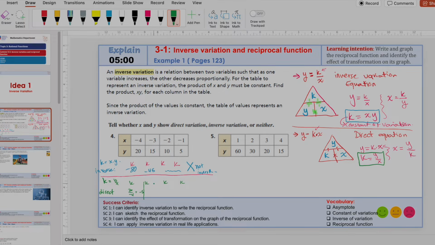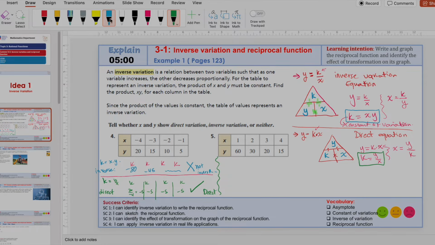Next, I divide 15 by negative 3. The answer is negative 5. Next, 10 divided by negative 2 is negative 5. And last, 5 divided by negative 1 is negative 5. Since I got the same k throughout all the different terms, it is a direct relationship. That's it. It's a very easy concept. You just have to check your answer. The only secret here is to find the k and make sure you have the same k.